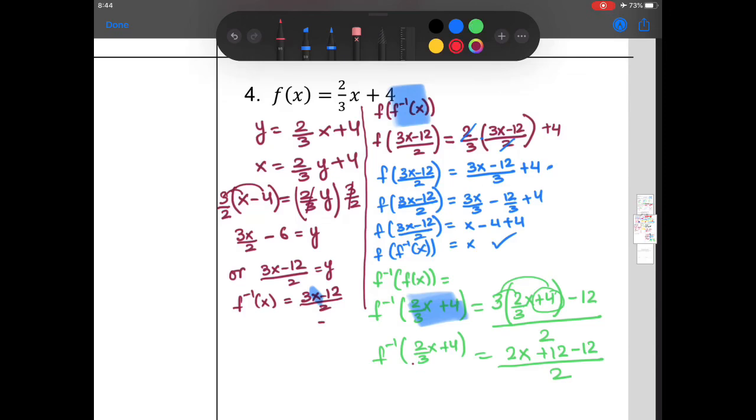Many people will actually make a mistake of doing this, and I'll show it to you. They'll cancel the 3's, and then they'll say, oh, 2x plus 4. And if you had 2x plus 4, the 12's won't cancel. You'll have an extra negative 8, and you wouldn't know. That's a very common error. So I want you to eliminate that and be very careful with this, especially whenever we're dealing with fractions.